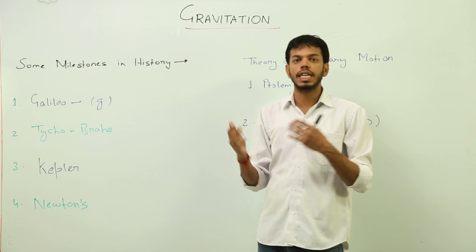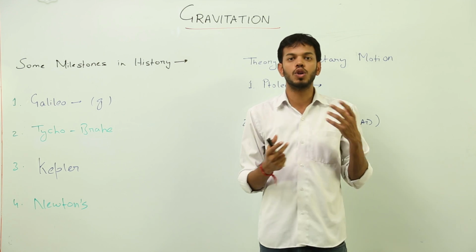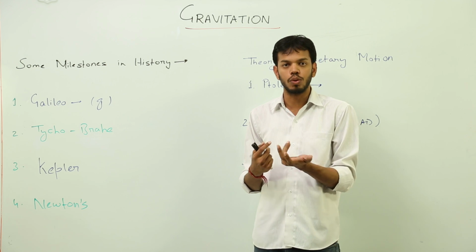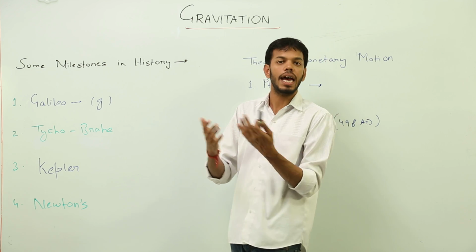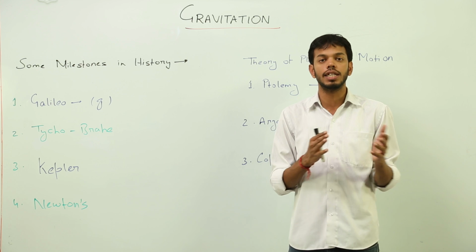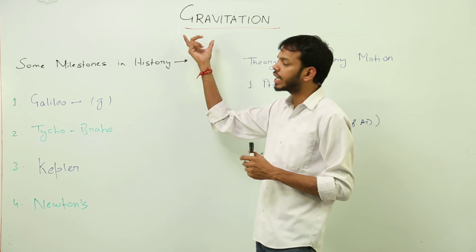object in this universe attracts the other one. For example, the force between sun and moon, force between earth and moon, force between me and the camera, everything. Force between any two bodies in this whole universe is described under gravitation.